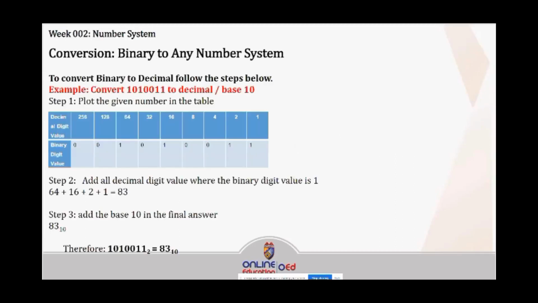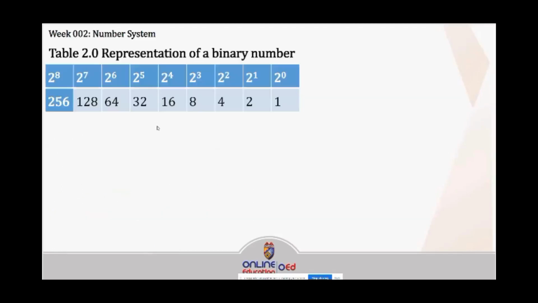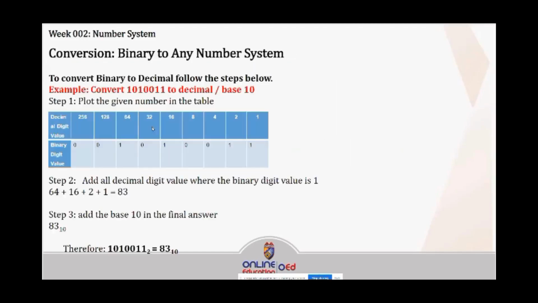Okay, so let me show this one to you. We are going to convert 1010011 to decimal. And do not forget that the base of the decimal is 10. The decimal digit value here came from this table. We're going to use this: 1, 2, 4, 8, 16, 32, 64, 128, and 256. That's how we arrive at this value.